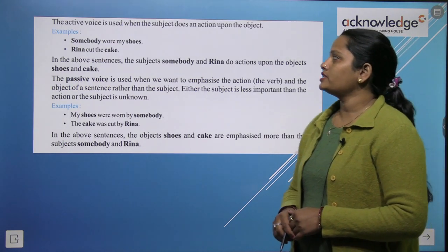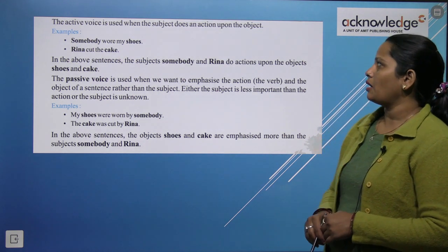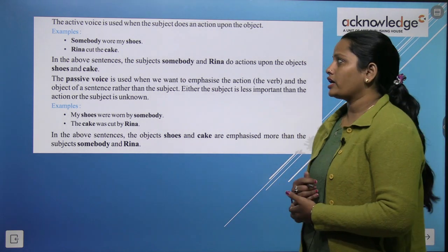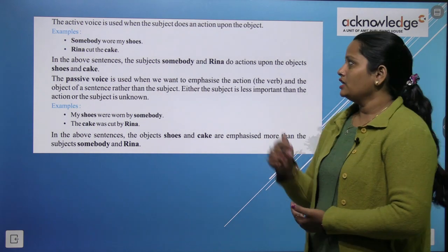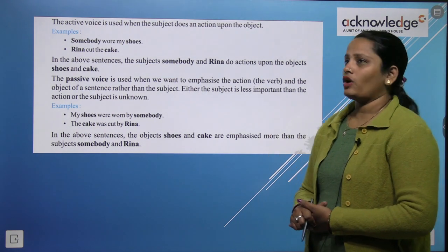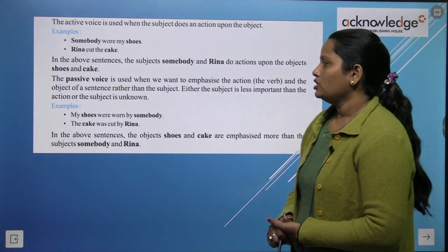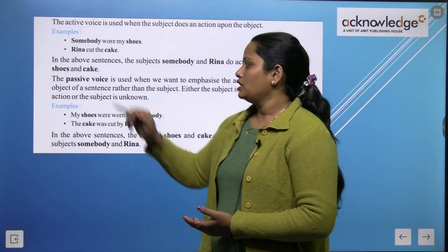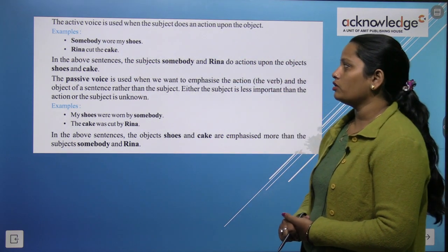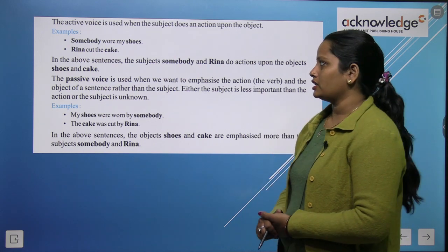The active voice is used when the subject does an action upon the object. So active voice हम कब use करते हैं? जब हमारा जो subject है, it does an action, वो action को करता है upon the object के ऊपर. So here the examples are given. Somebody wore my shoes and Reena cut the cake.